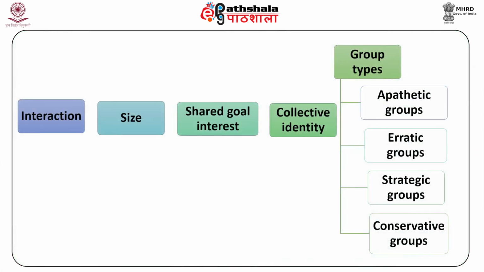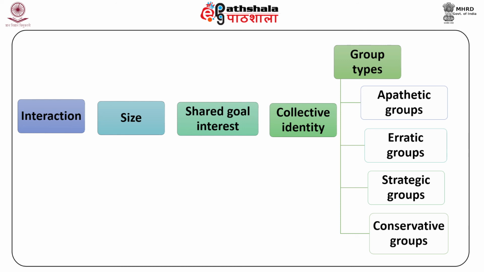First, interaction. Interaction between group members can be face to face or in writing, through letters and emails, or through telephone or any other form which allows communication between them. Second being size. A group should have a minimum of two members, and there is no limit to maximum. However, more the members, more complex the group relationship becomes.